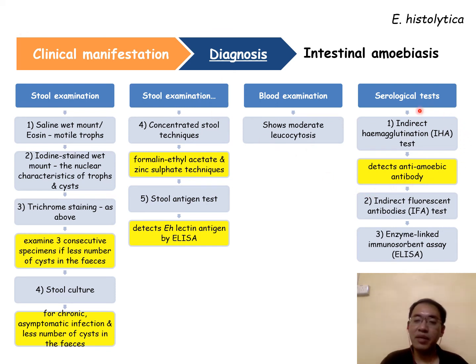Serological methods that can be used to detect intestinal amoebiasis include the indirect hemagglutination assay to detect the presence of antibody, and the indirect fluorescence antibody test where we will coat Entamoeba on the slide, and then detect if the antibody is present in the serum sample. If present, it will show fluorescent. Otherwise, the color will be dim. Another common method that we can use is ELISA.